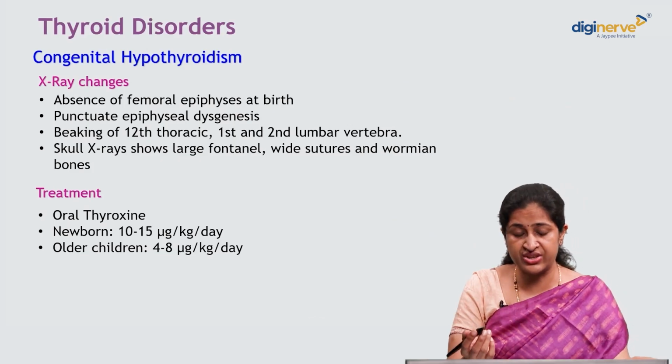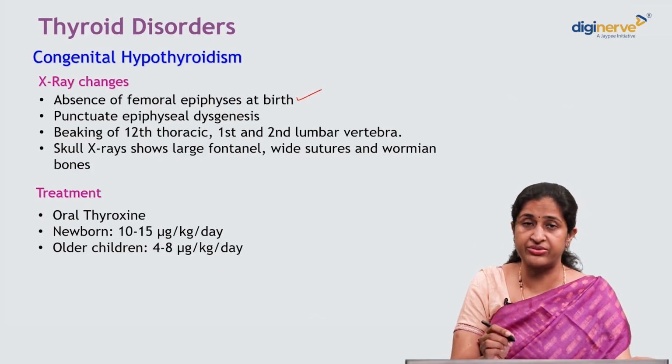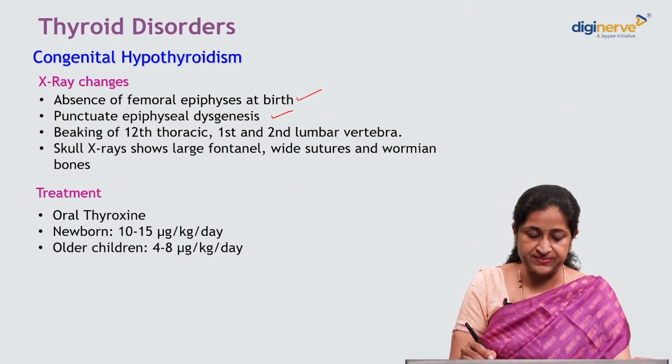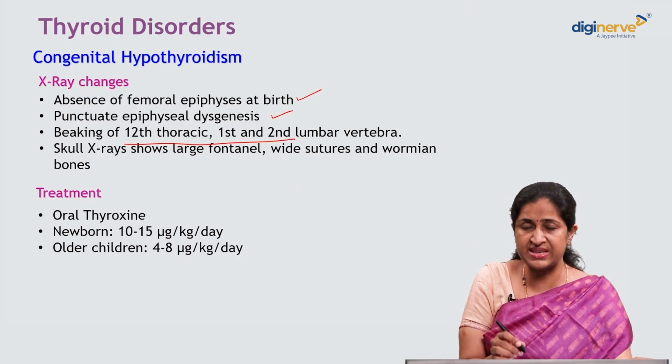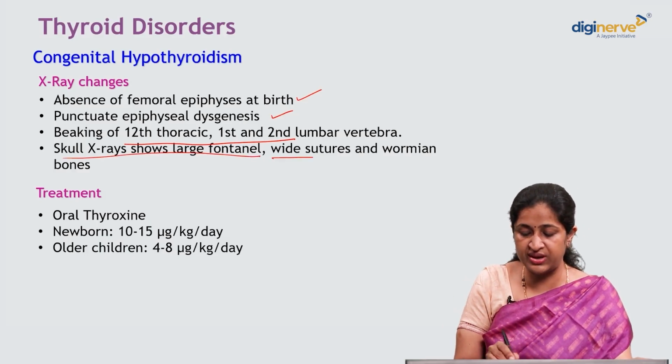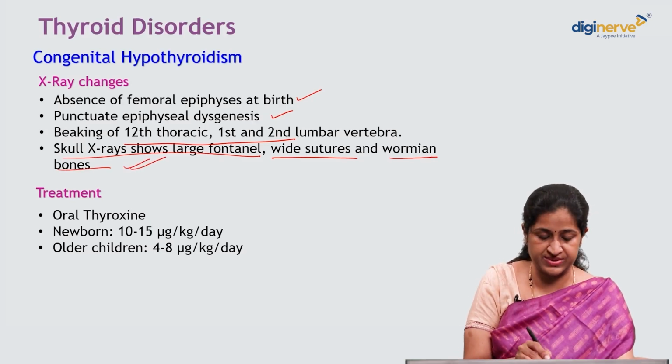What are the X-ray changes of congenital hypothyroidism? Absence of femoral epiphysis at birth, punctate epiphyseal dysgenesis, beaking of the vertebrae, especially T12, L1 and L2. Skull X-ray shows large fontanelle, wide sutures and Wormian bones.